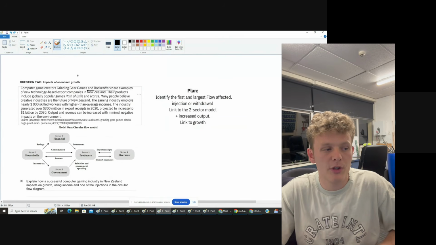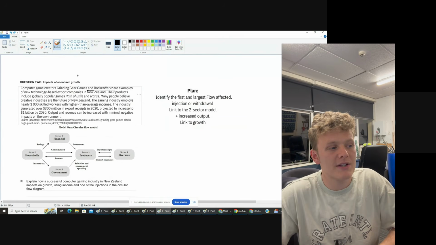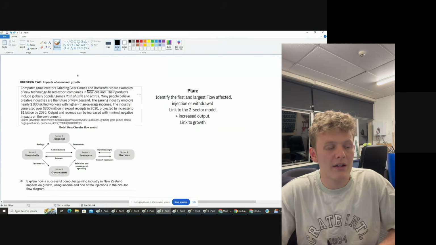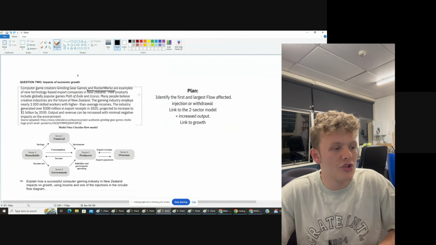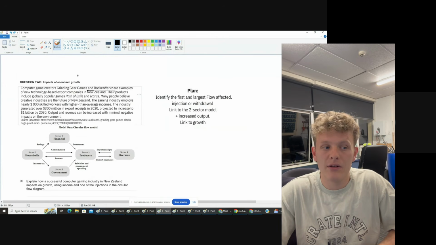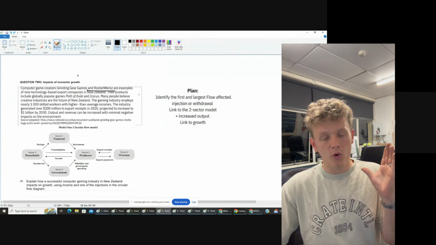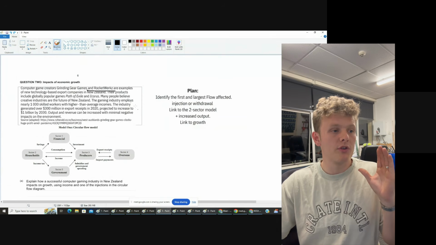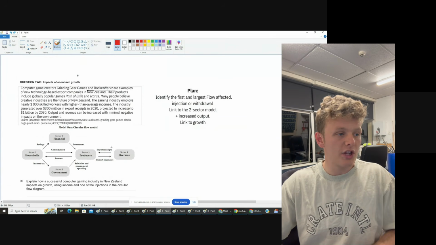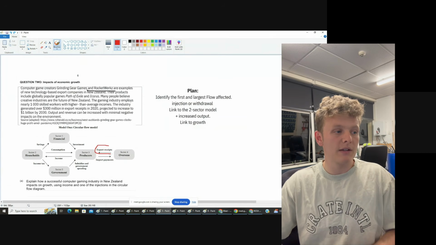Explain how a successful computer game industry in New Zealand impacts on growth using income and one of the injections in the circular flow diagram. In this answer for circular flow, we want to do this. Find the injection, export receipts, find the injection.